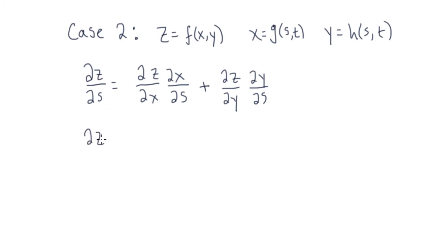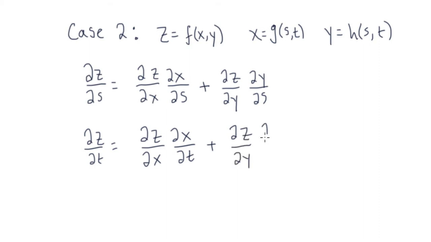And if I wanted to take the partial with respect to t, then I have partial z, you could probably guess it at this point, partial x, partial t this time, and then plus partial z, partial y, partial t.